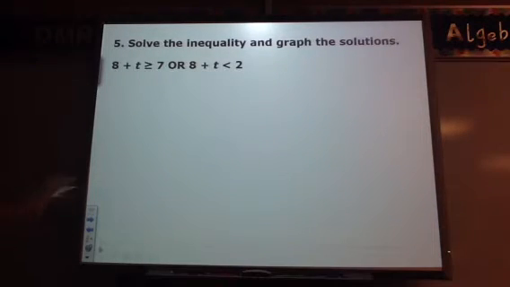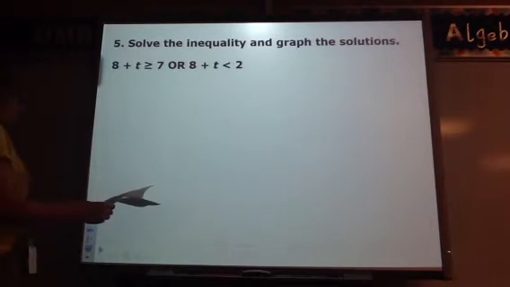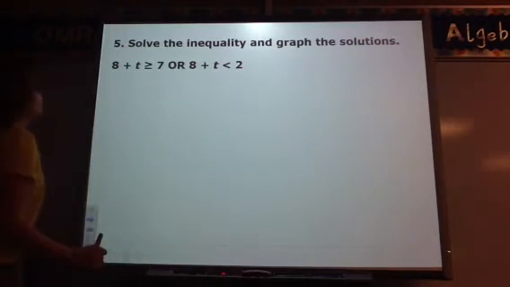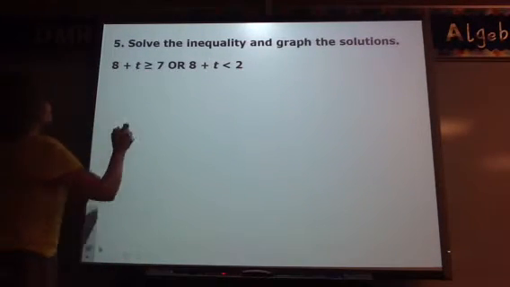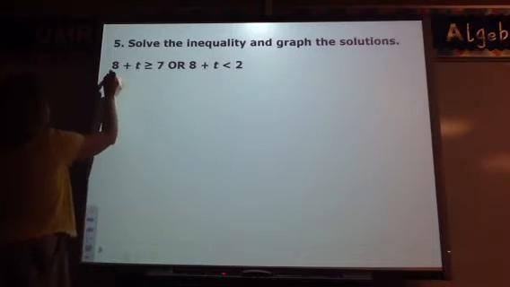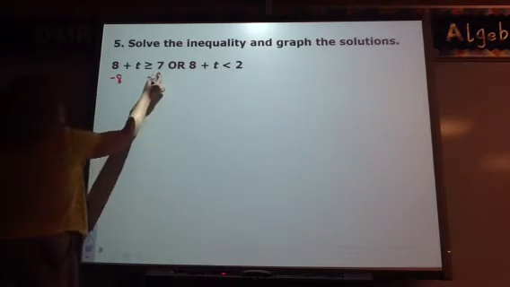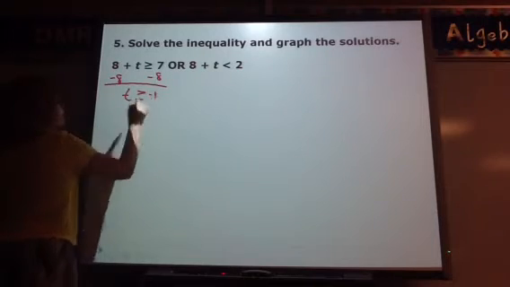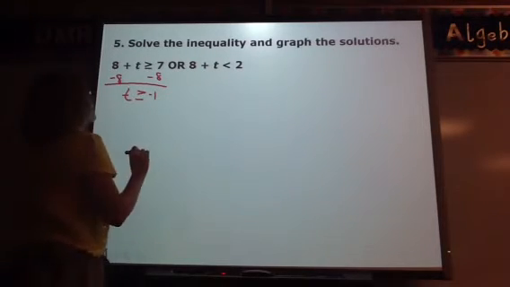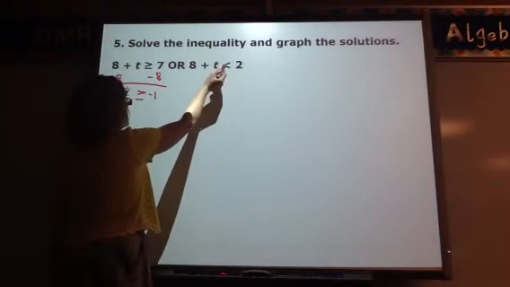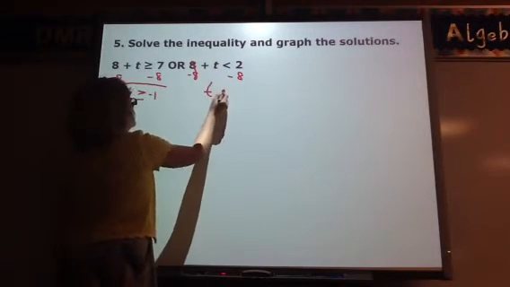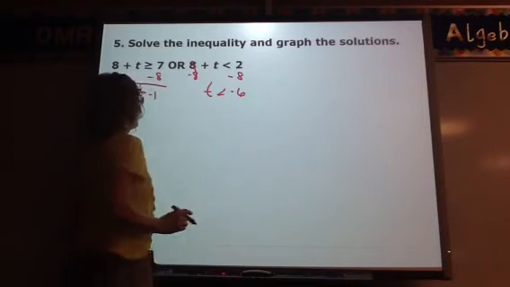All right, so let's look at some of these. Okay, so let's treat these like two separate inequalities. Let's solve for t on this side. So we need to subtract 8 from both sides. So t is greater than or equal to -1. Over here, we need to isolate t by subtracting 8. So I have t is less than -6.